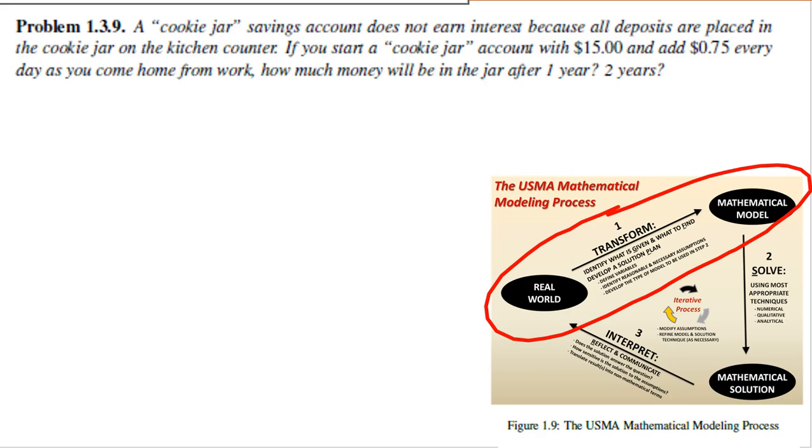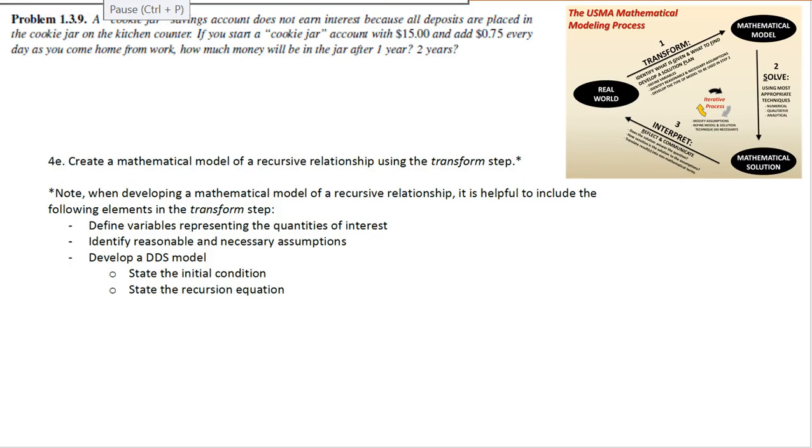And again, we're going to focus specifically on transforming this problem. We want to include the three essential elements, but first, let's identify what's given. We know that we start this account with $15. Additionally, we know that we add 75 cents every day, only when we come home from work. We know what we need to find. We need to find the amount of money that we actually have after 1 year or after 2 years.